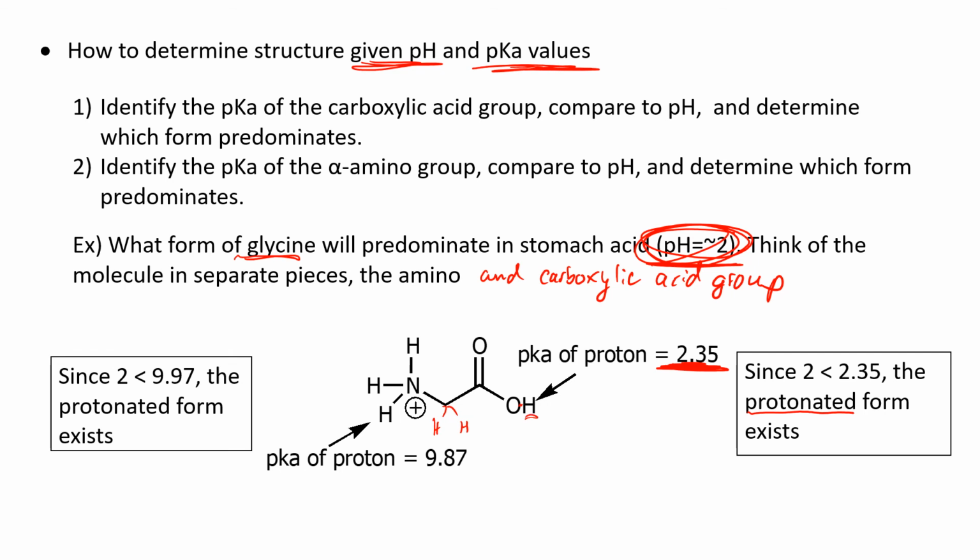Let's look at the other half of the molecule, the amine. The pKa is given. Oh, that should be an 8. Typo, I think. One of them's a typo. Anyway, the pH of the solution is less than the pKa of that proton. So, whenever the pH of the solution is less than the pKa, the protonated form exists. Therefore, we draw it as NH3 plus every time.